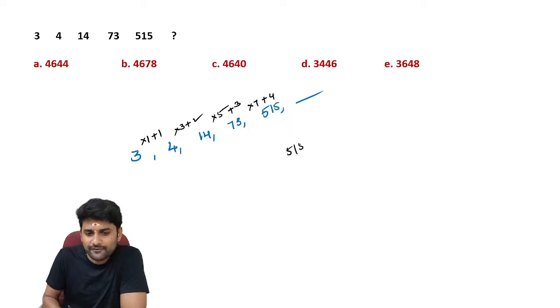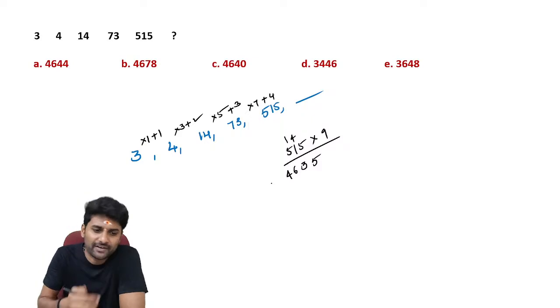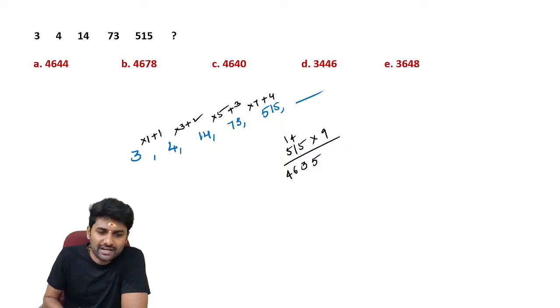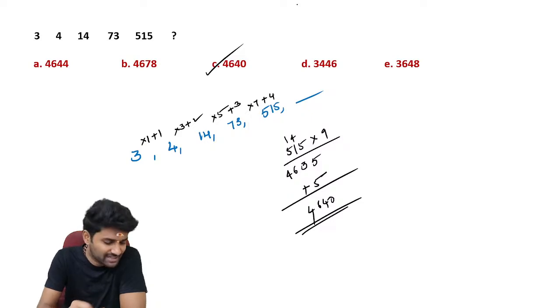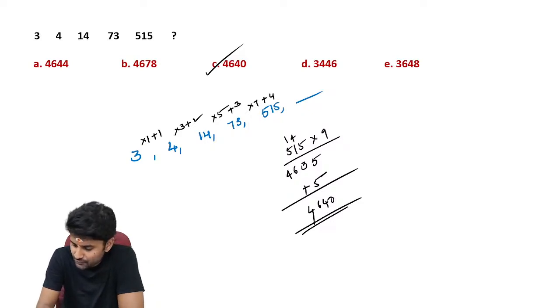Finally, if 515 is multiplied with 9 times, so 9 into 5, 45. 9 into 1, 9, 9 plus 4 is equal to 13. 9 into 5 is 45 plus 1 is 46. 4635. According to the sequence, we are adding 1, 2, 3, 4. Definitely, we have to add 5 units. According to that sequence, here the number should be replaced as 4640.